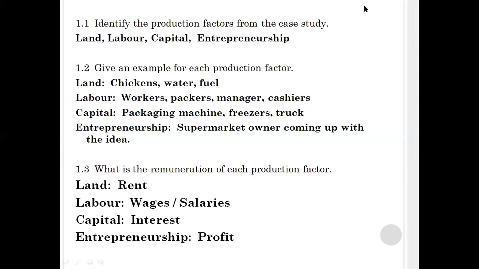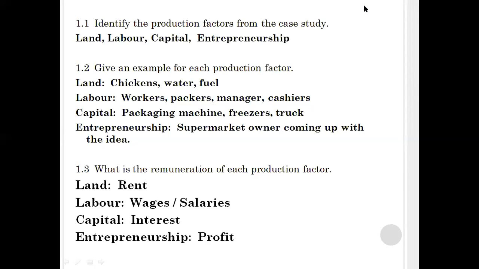As I said, if you're uncertain about your answer, rather ask in the box for me. Okay, so with 1.2, another 4 marks there. It's one example for each of the production factors. So you must give one example with land, one example with labor, capital, and entrepreneurship to get the 4 marks.